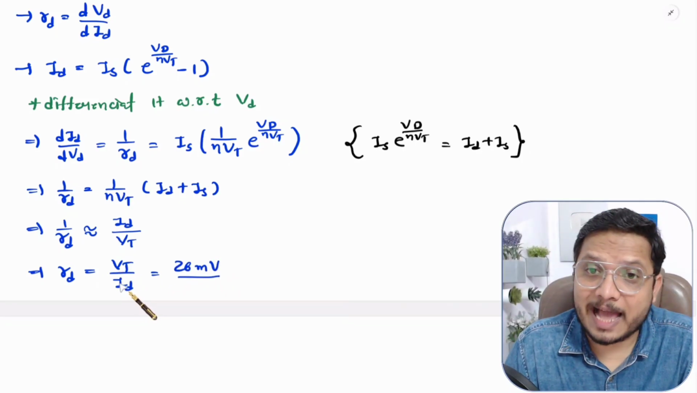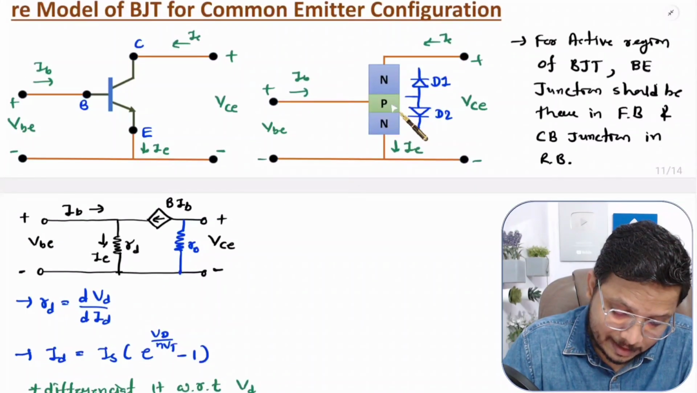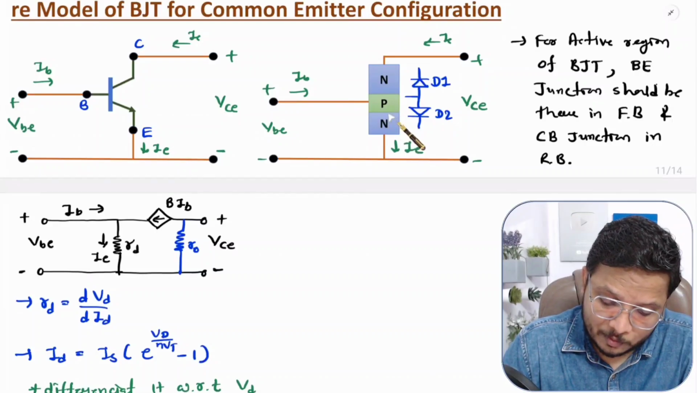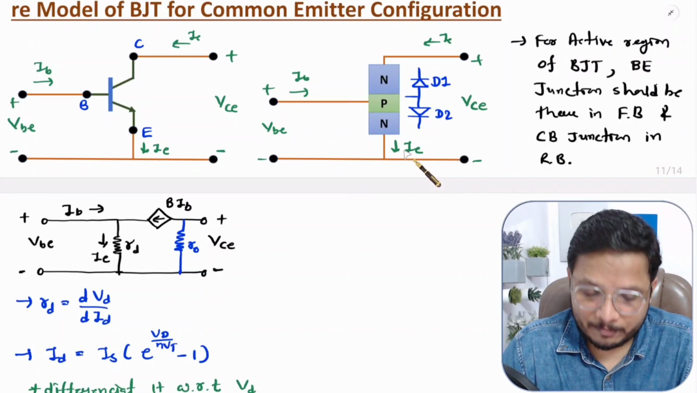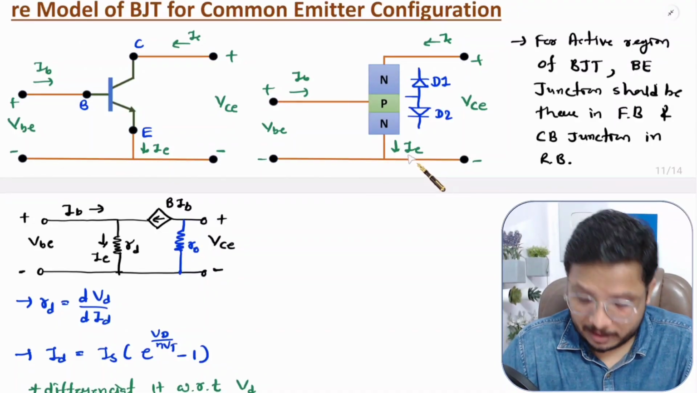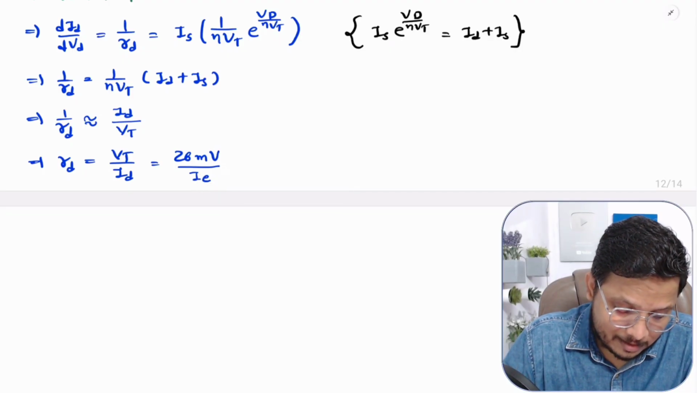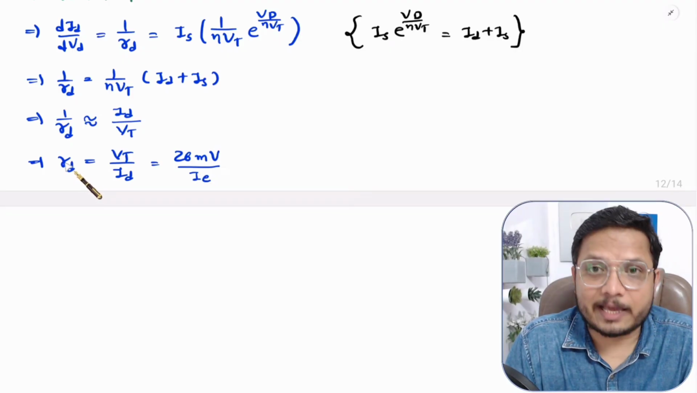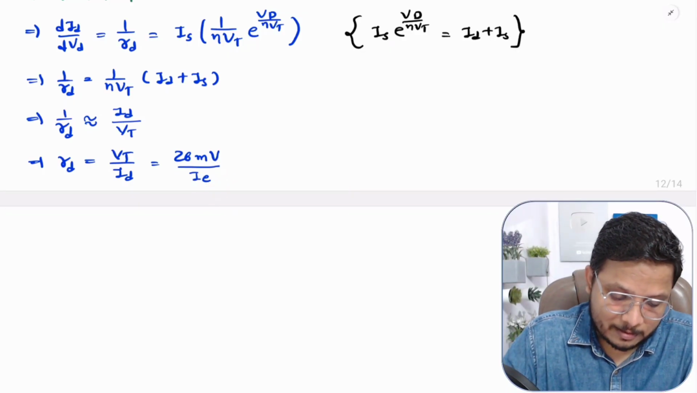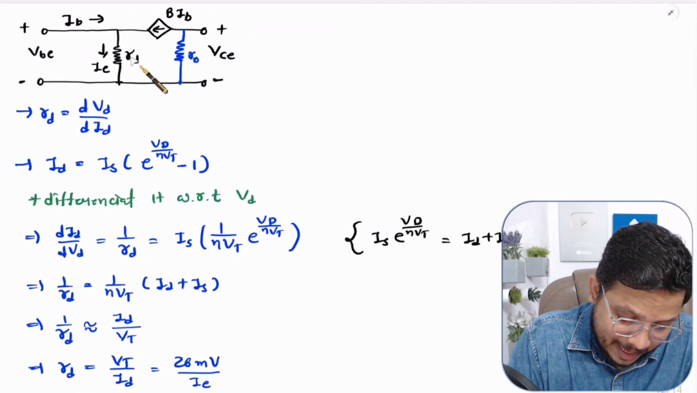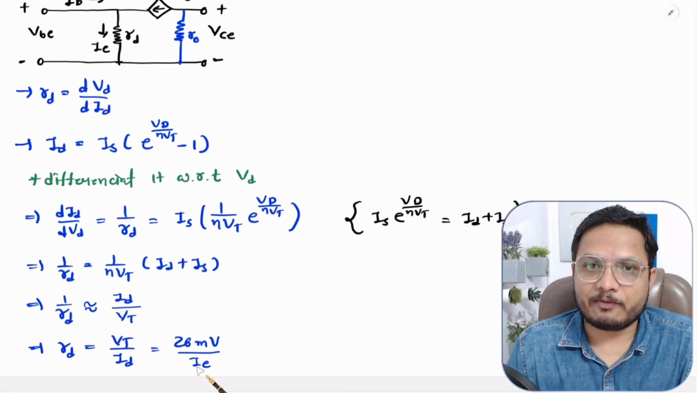And this Id is the diode current. But if you observe this equivalent circuit, then this Rd has the current IE, the emitter current, right? So Id is practically the emitter current. So here you can say Id is IE. That is how we can get the value of Rd, which is 26 millivolts divided by IE. So we can replace the value of Rd with 26 millivolts divided by IE, right?